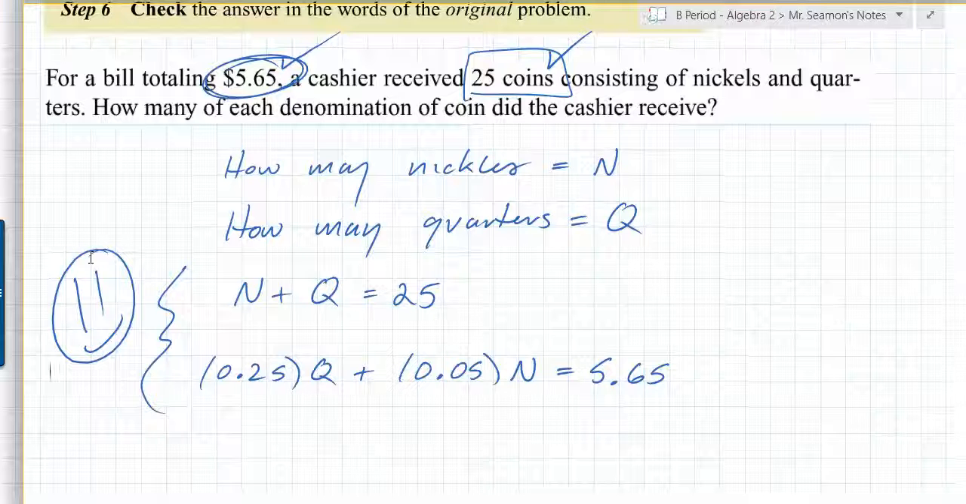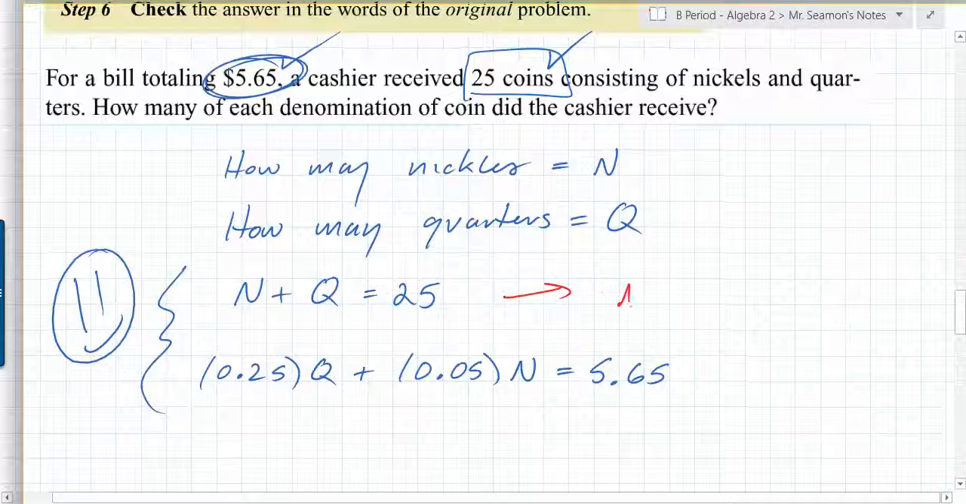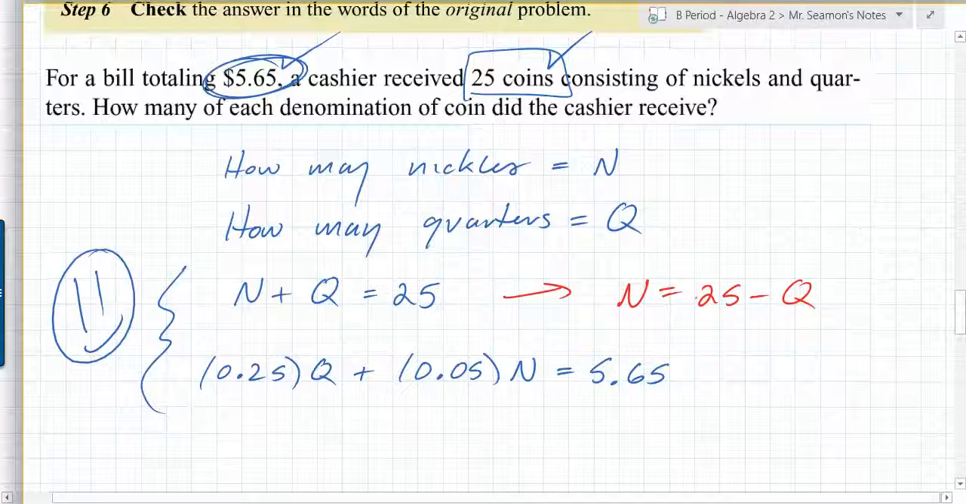Let's look at the top. What do you want to isolate on the top, Hannah? N. So in this case, what is N going to be? 25 minus what? Q. You subtracted Q from both sides. Now, where do we plug that in, Gabby? Into where then? Yeah, you take this and you go whoop, right there. So instead of n, what do we write?